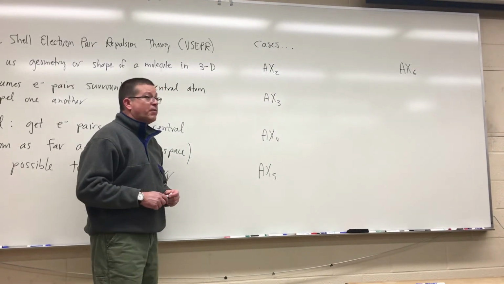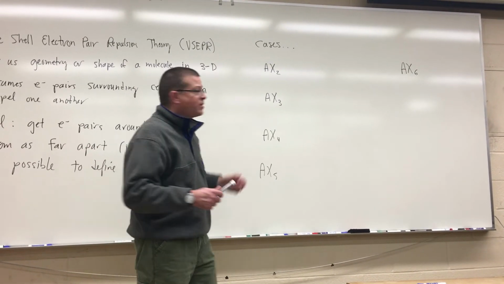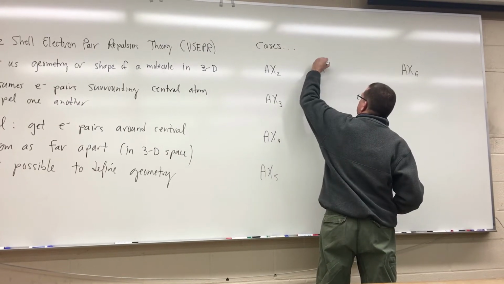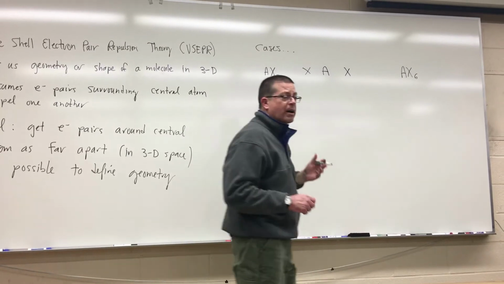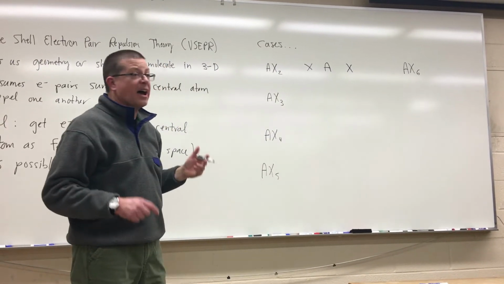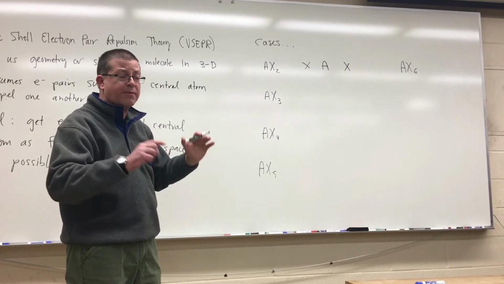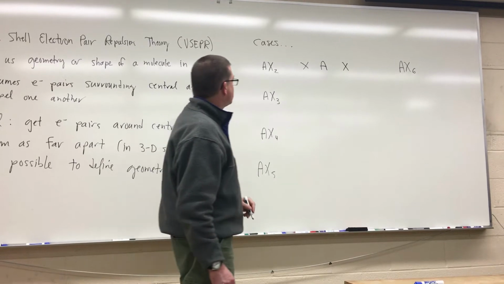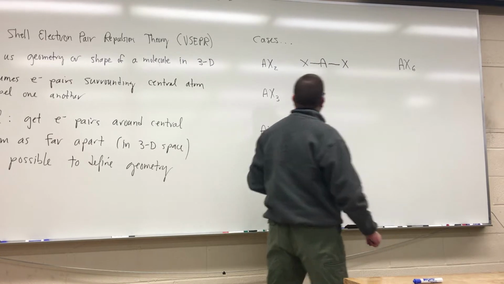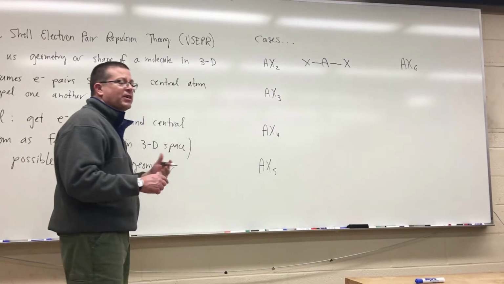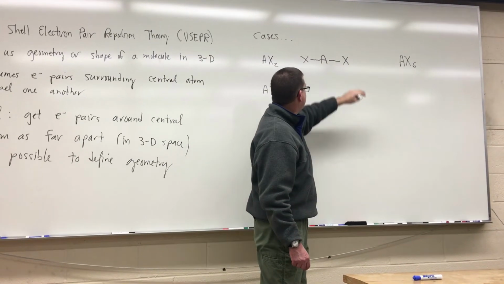If I look at AX2, for example, I could represent this quite simply as an A in the middle, and then I could put an X on either side of it. What I'm trying to remember here is that I want to get those electron pairs that form the bonds as far apart from each other as I possibly can. So the best way to do that is to put a bond on one side of the A and put a bond on the other side of the A.